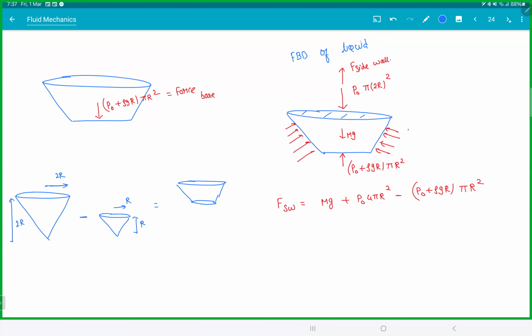Isn't it? So this volume will be 1 by 3 pi 2r whole square into 2r minus 1 by 3 pi r cube. That would be 7 by 3 pi r cube. Therefore, mass m will be rho into 7 by 3 pi r cube. Substitute there, you'll get the answer. You know everything there. Take out the FBD. If you mess up, the FBD question is gone.